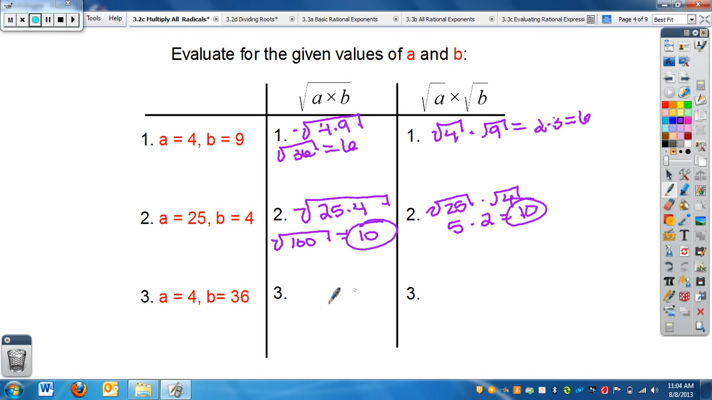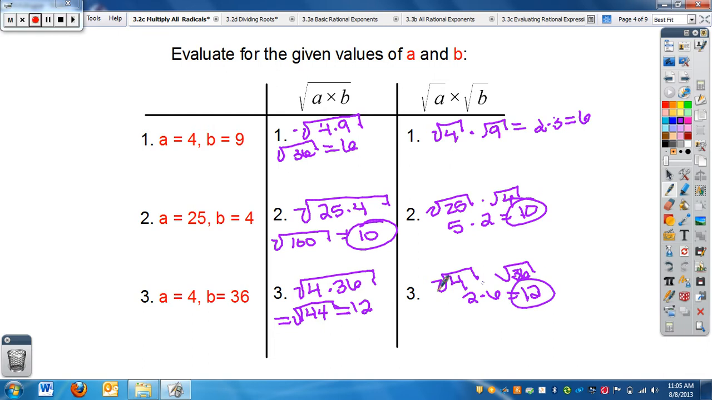And the last one, 4 times 36. Well, 4 times 36 is 144. Square root of 144 is 12. Well, if the pattern continues, this one also should come out to be 12. Square root of 4 times the square root of 36 is 2 times 6, which is 12. Again, notice I got the same answer.